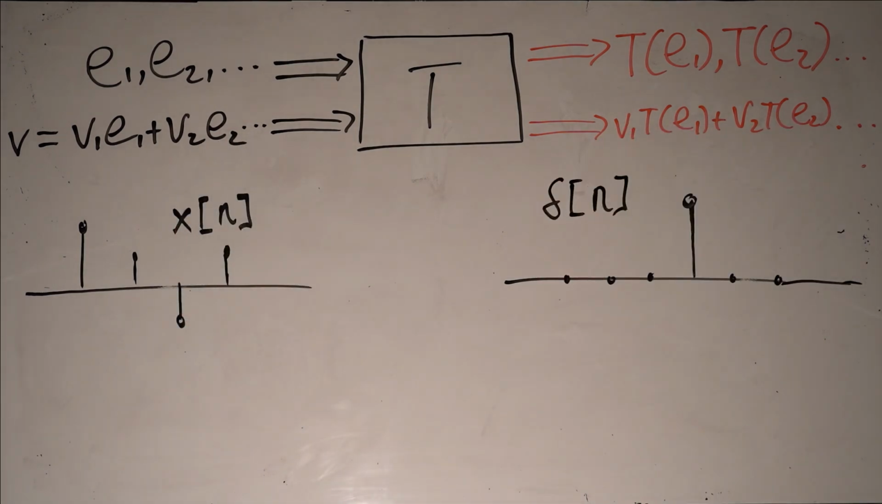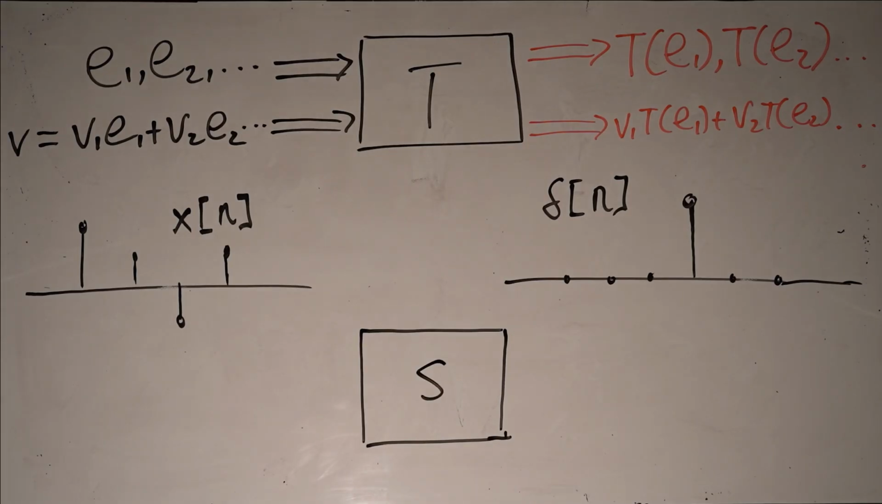We treat input and output signals as vectors, and the most important basis vector is the impulse, also called the Kronecker delta. A DT-LTI system is a special kind of linear transformation. It's time invariant, but for now, let's just treat it as a black box.